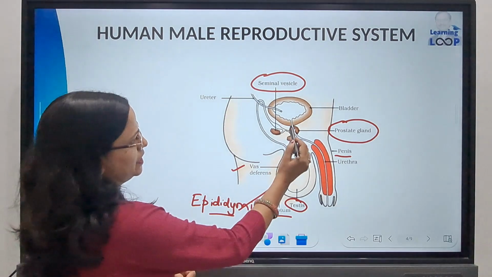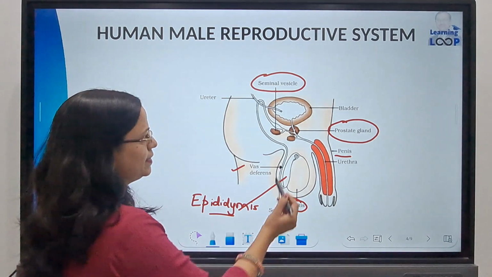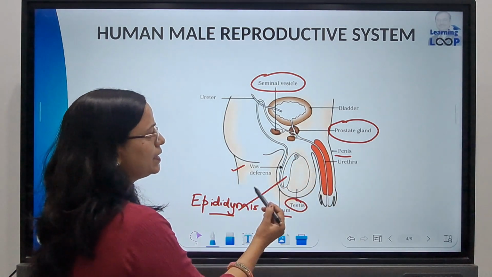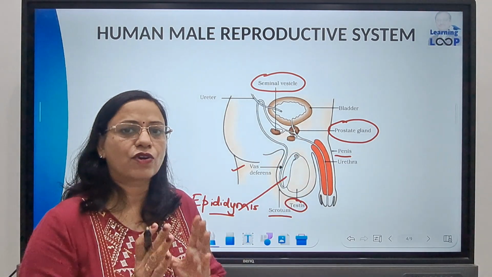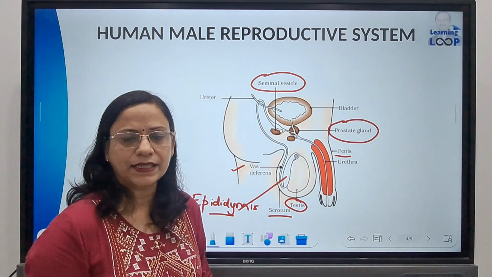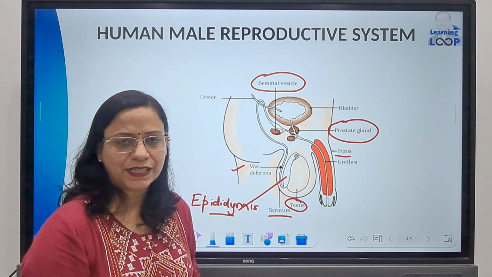Also, you might notice that this is the urinary bladder, and in the case of human males, the urinary bladder is also connected through the penis. So that means the reproductive system and the urinary system have a common opening to the outside through this organ, which is known as the penis. So this is all you need to know about the human male reproductive system.